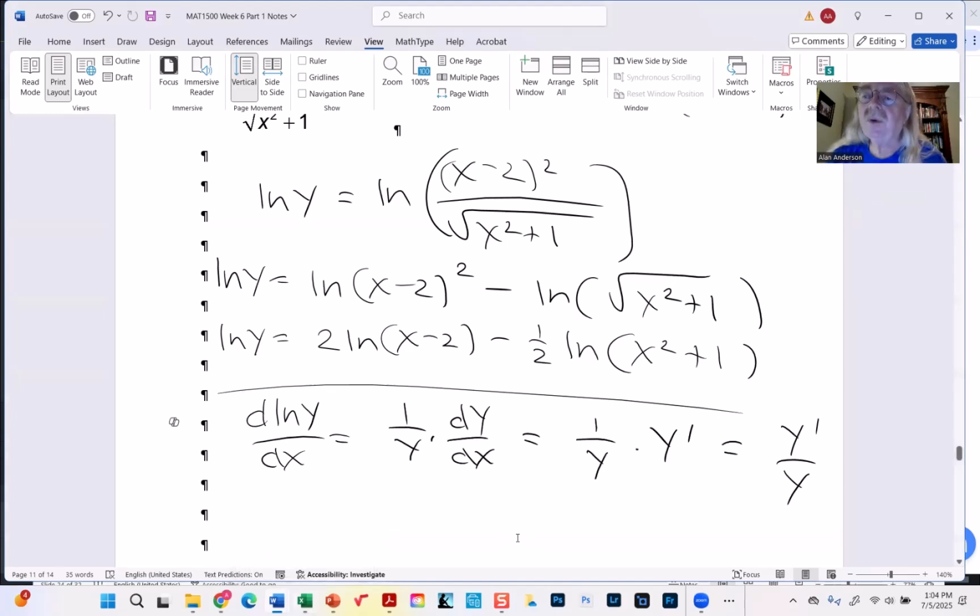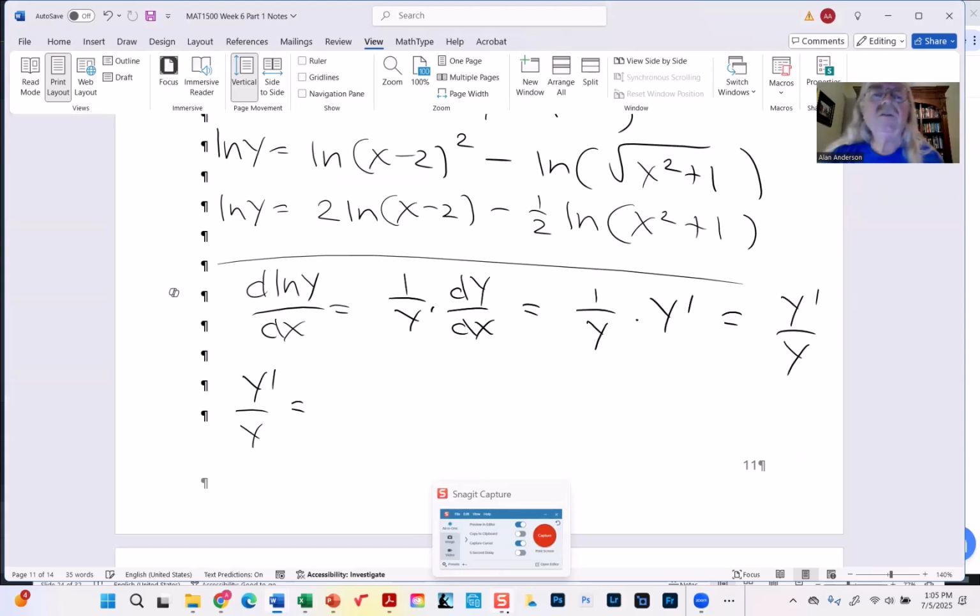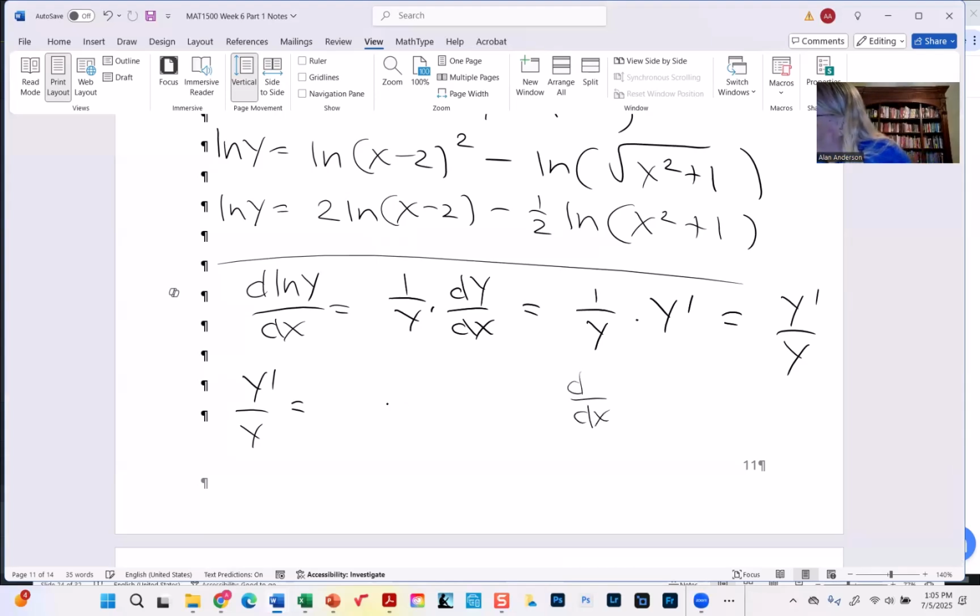So we're going to take the derivative of both sides of this equation using implicit differentiation on the left-hand side, at least. On the right-hand side, we're explicitly taking the derivatives because we only have x's. So when you apply this, you'll have y prime over y equals. Now, for the first one, we have 2 log (x minus 2). And of course, as we've seen before, the derivative of log x is simply 1 over x. Okay, so therefore, we can rewrite this as 2 over (x minus 2).